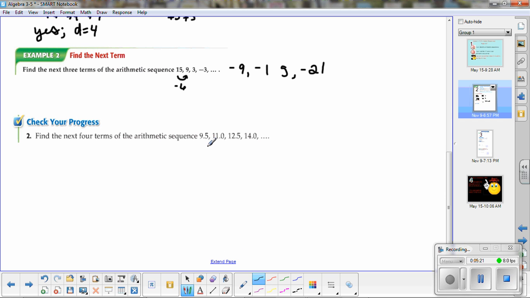From 9.5 to 11, that went up by 1.5. And from 11 to 12.5, that went up by 1.5. It keeps going up by 1.5. That's our common difference. So the next three terms, 1.5 up from 14 is 15.5. Up 1.5 more would bring us to 17. And then up 1.5 more would be 18.5.